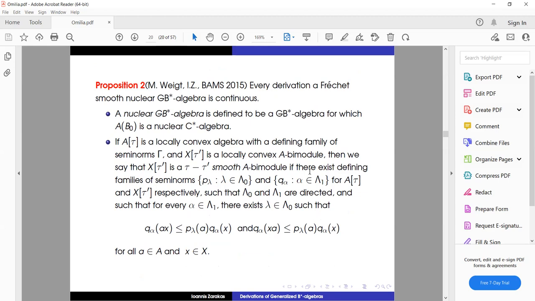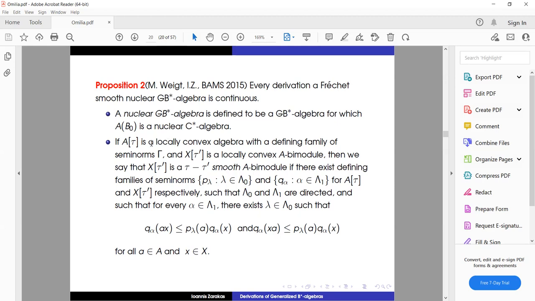Now, some explanation of the terms, because here, okay, first we know smooth and nuclear. Nuclear in the G-Bistar algebra setting means quite naturally that the underlying C-star algebra AB0 is nuclear. Smooth is a term which describes the topology.